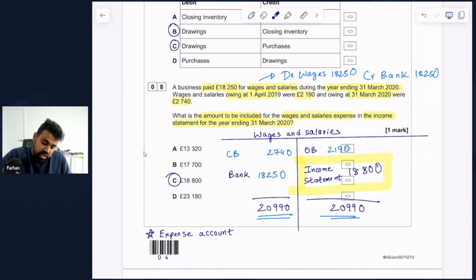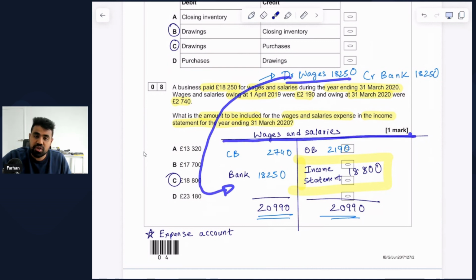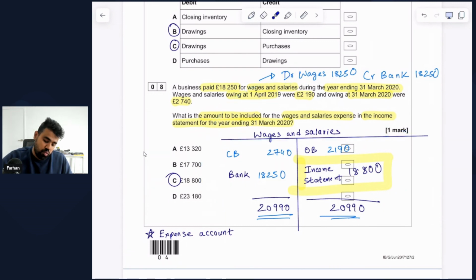So, since wages and salaries are being debited, that means that within the ledger account itself, it goes on the debit side, because this ledger account belongs to wages and salaries. So on the debit side of this ledger account, you need to show that we have paid wages and salaries using funds in the bank, and that is 18,250. Okay, so once that is taken care of, the requirement of the question is to find how much we should be showing for the income statement.